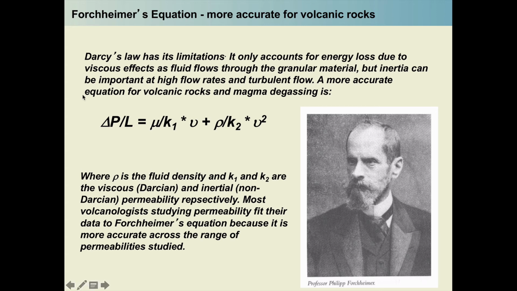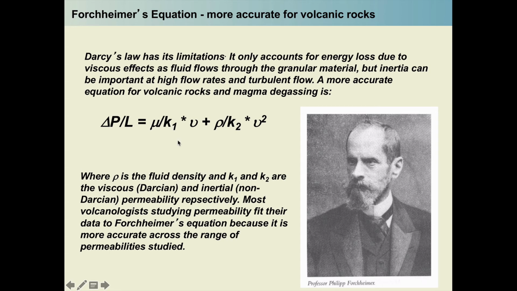Forchheimer's equation is much more appropriate for that. And it's given by this equation here, where you have delta P divided by L. So delta P is that pressure difference, again, divided by the length of your experimental pathway. It's equal to mu divided by K1, where mu is the liquid viscosity, times nu, plus rho, which is the density of your fluid, divided by K2 times nu squared. So these coefficients here: the gas volume flux is nu, and the modified pressure gradient is delta P divided by L. K sub 1 and K sub 2 are permeability coefficients.